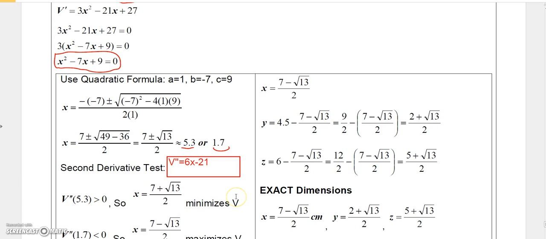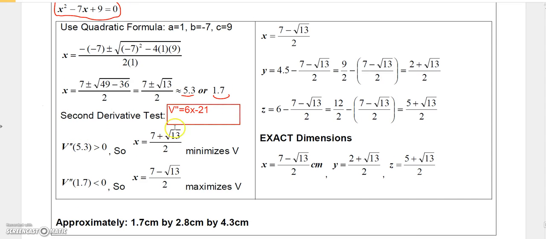Now I'm going to use the second derivative test, and so I have to take the derivative of this, which is 6x minus 21. You might notice I replaced this. Originally I took the derivative of this, but this isn't the second derivative. This is the first derivative. So I took the derivative of that, and I got 6x minus 21.